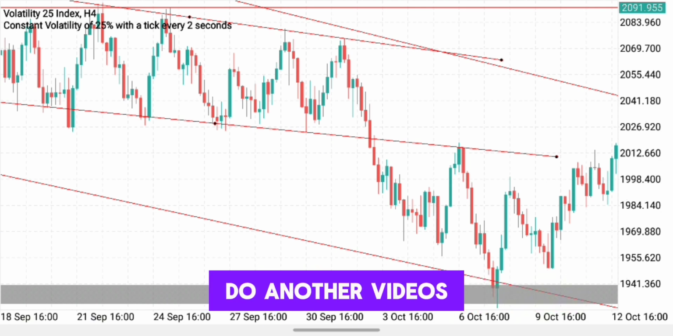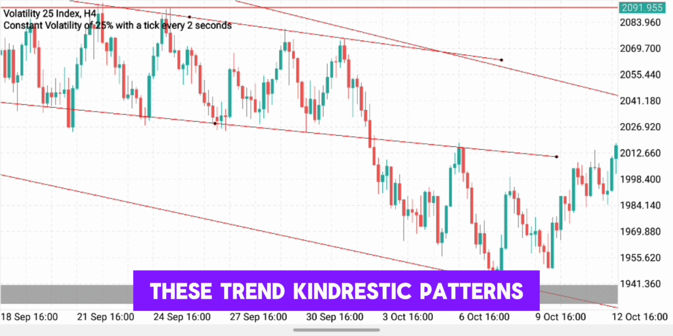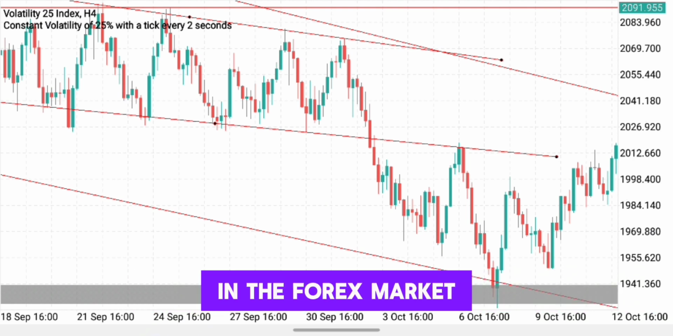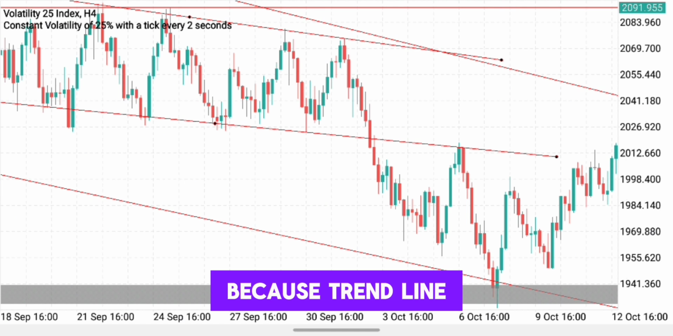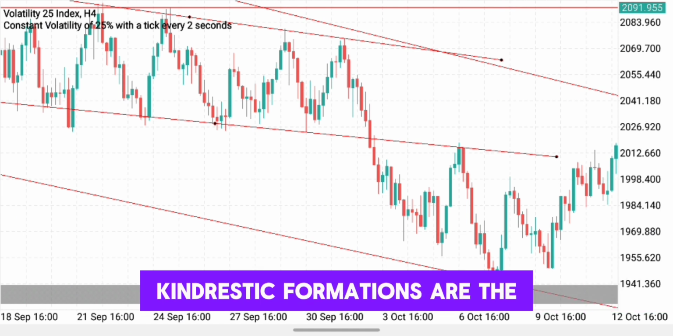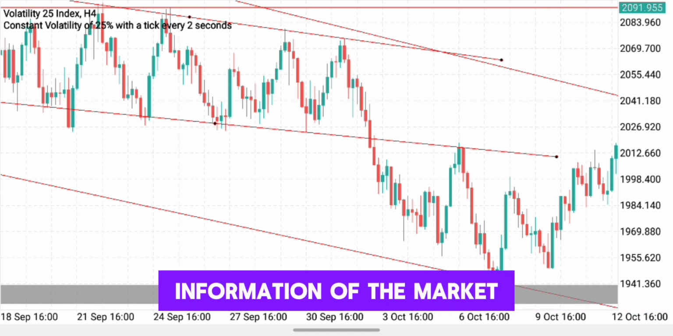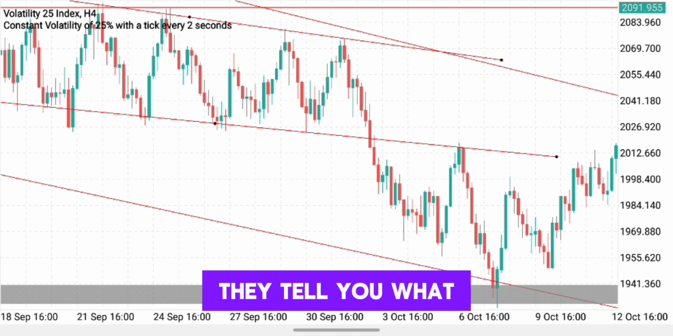I'm going to do another video on these candlestick patterns, because candlestick patterns are also important in the forex market, as they tell you when and when not to enter the market. Candlestick formations are the fundamental information of the market. They tell you what to do.